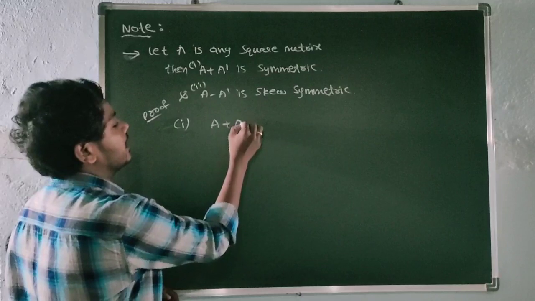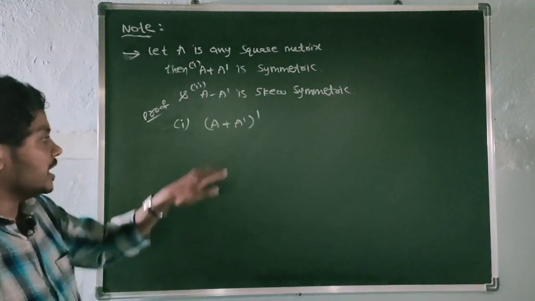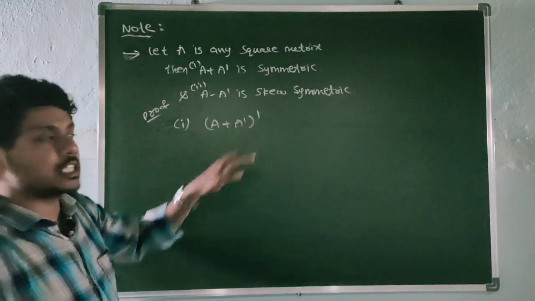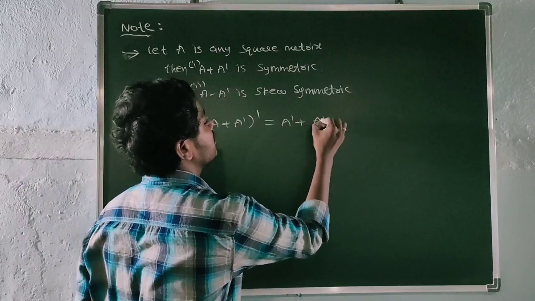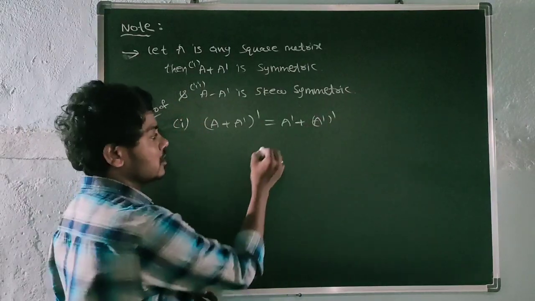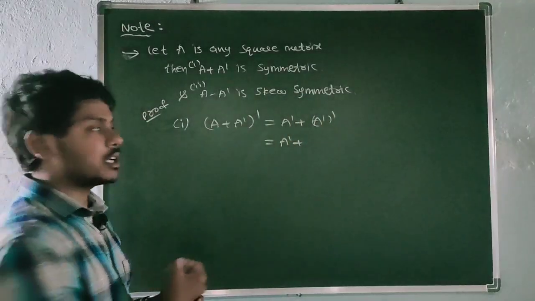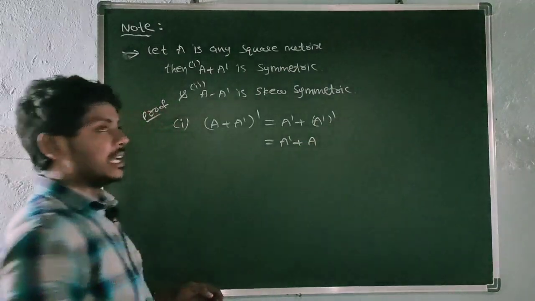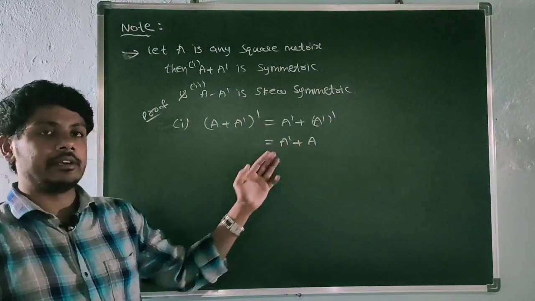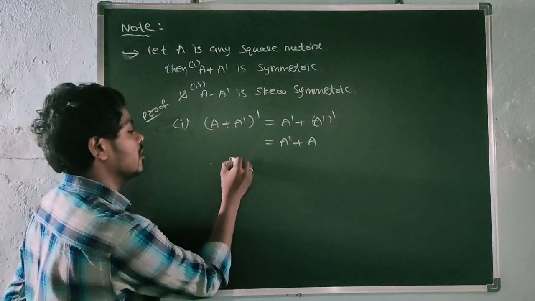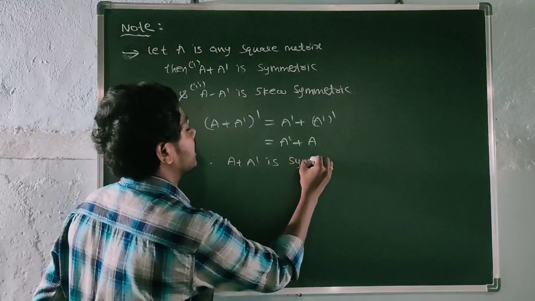So consider A plus A transpose whole transpose. Treat it in the form of A plus B whole transpose. So this can be written as A transpose plus B transpose, that is A transpose whole transpose. So A transpose whole transpose is what? A. So clearly A plus A transpose whole transpose is A plus A transpose. Therefore A plus A transpose is symmetric.